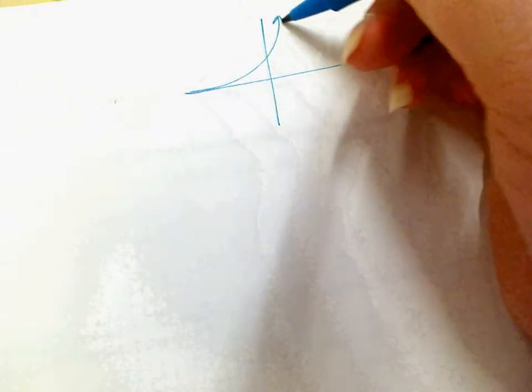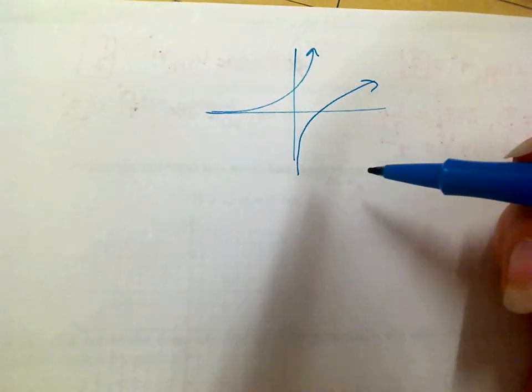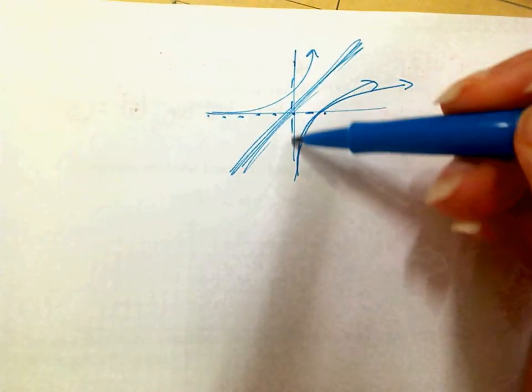Remember they're the inverses of exponentials, right? So if an exponential looks like that, the log looks like that. Actually, it's more like that. But they are reflections across y equals x. Exponentials have a horizontal asymptote. Logarithms have a vertical asymptote.